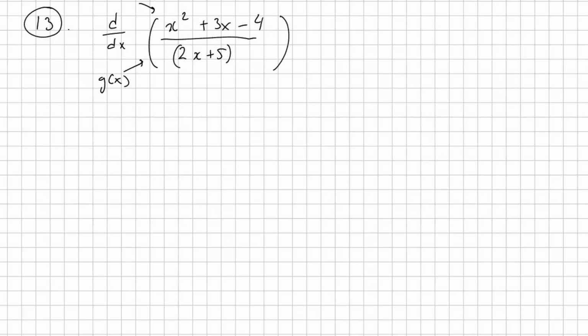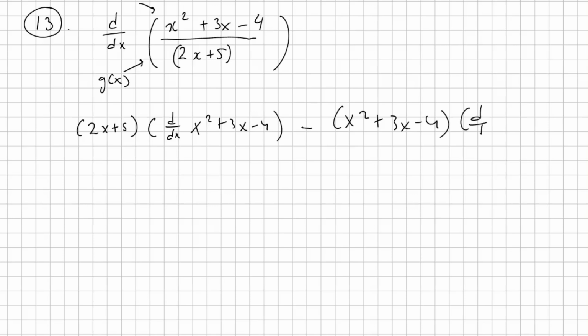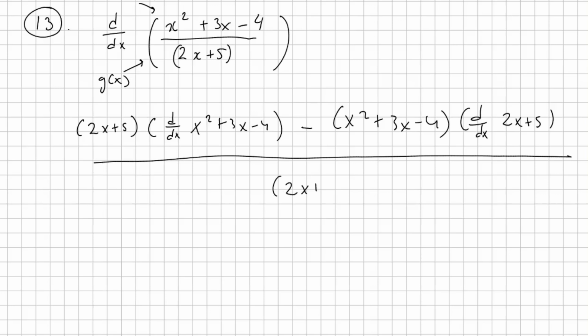I'm going to have my g of x, so it's going to be 2x plus 5, multiplied by the derivative of my f of x, which is d over dx of x squared plus 3x minus 4. Let's write down everything first. We're subtracting out x squared plus 3x minus 4, all multiplied by the derivative d over dx of 2x plus 5. And it's all going to be divided by this squared, so it's going to be 2x plus 5 squared.